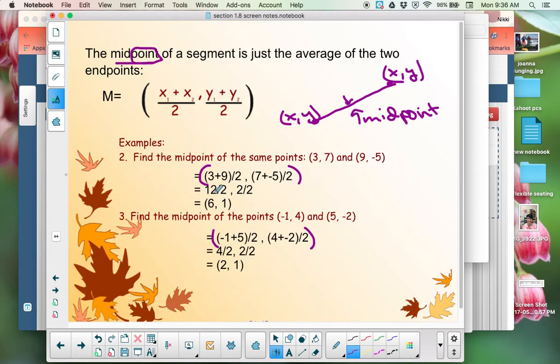Oh, one last thing. It's okay to get decimals here. If you get decimals, it's okay. I just happened to pick 2 examples that give you whole numbers, but decimals are okay there.